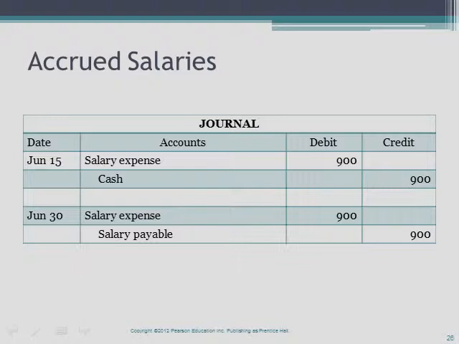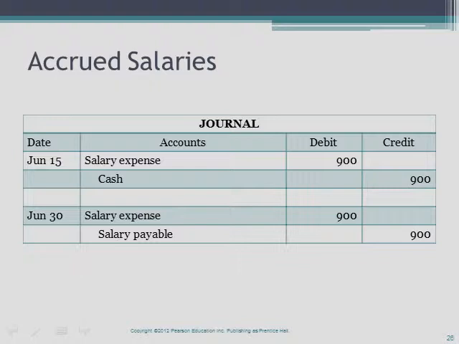And so the scenario is, again, on June 15th, the company paid the first 2 weeks, so they debit salary expense and they credit cash, because salary expense is an income statement account and it should be matched against the revenue that was generated as a result of that work. And cash is an asset account and it's decreasing, and so it's decreased by a credit.